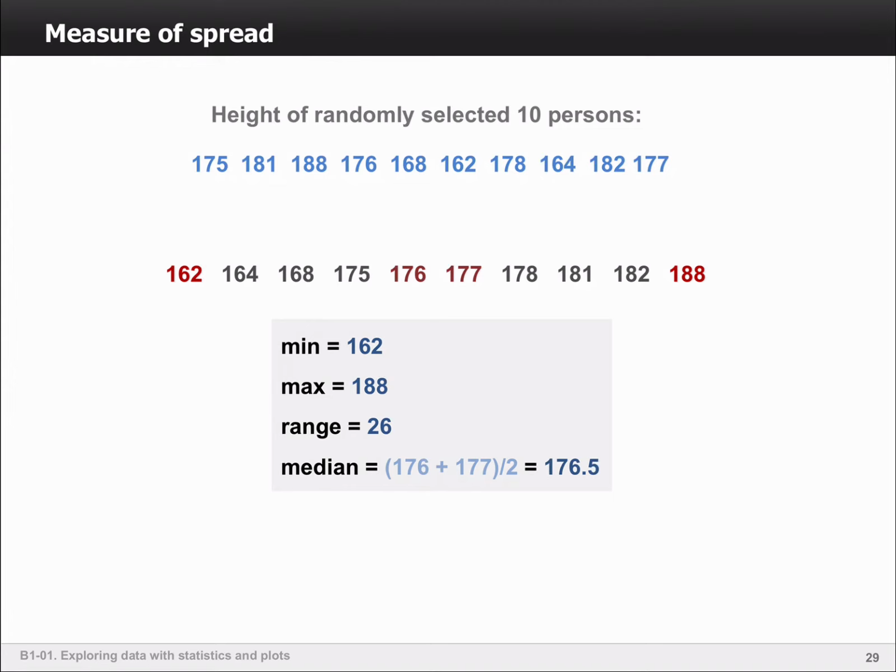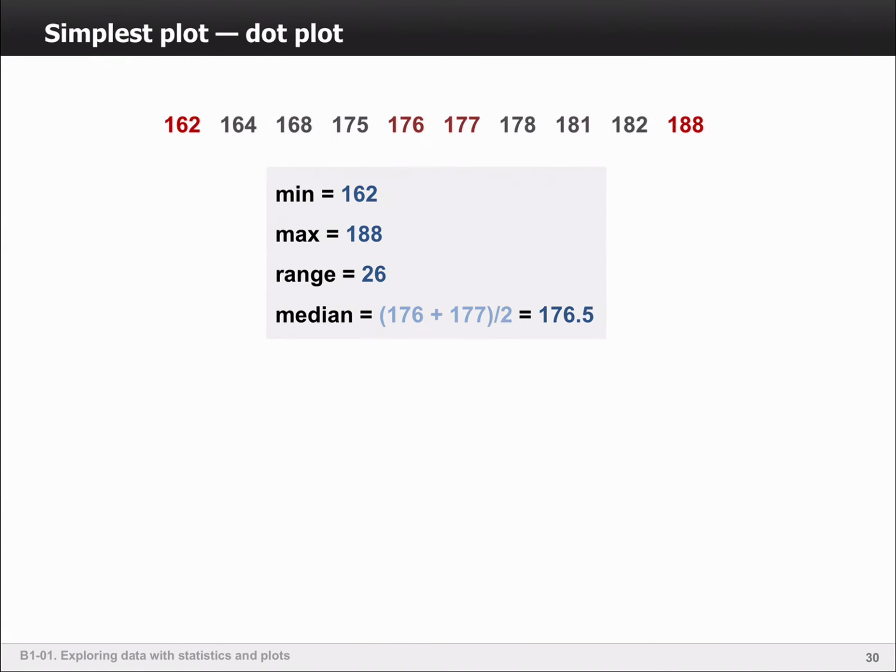And now we can easily find that the smallest height we have is 162 centimeters. The largest height is 188 centimeters. The range, which is the difference between the smallest and the largest, is 26 centimeters. So it gives us an idea of the spread, how far the values can go from each other. Then finally, the median. Because we have an even number of values, we have to take the 2 in the middle and then take the average of these 2. So that's the median. So the median height is 176.5. And then you can represent the values and the statistics using the simplest plot possible, which is called a dot plot.